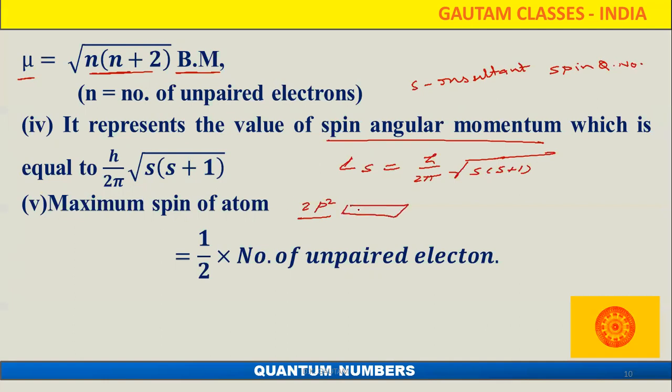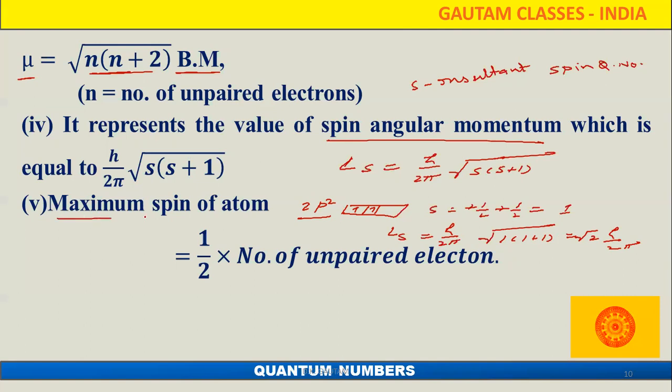There are two electrons present, both in the clockwise direction. So s is equal to plus 1 by 2 and plus 1 by 2. The total that comes is 1. So the spin angular momentum is h upon 2 pi root of 1 into 1 plus 1, which means root 2 h upon 2 pi. That is for 2p2. Questions like this can easily be solved in our NEET or JEE exam.